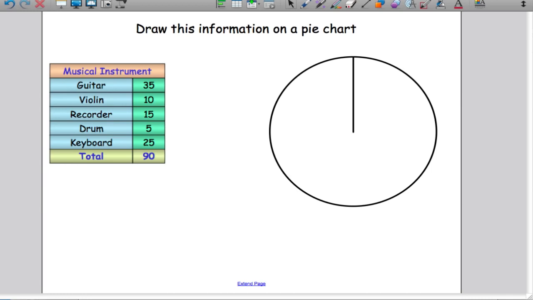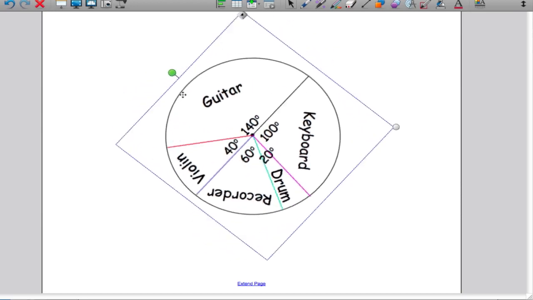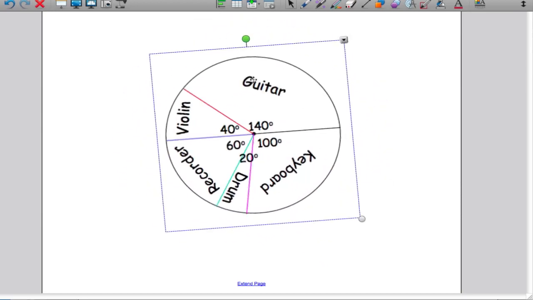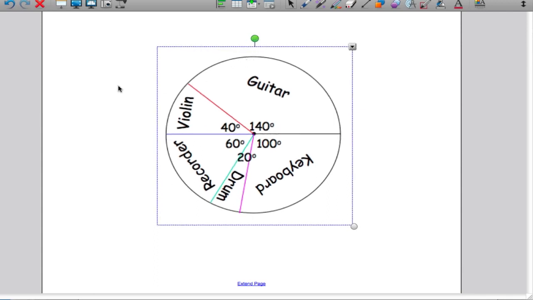There's a question for you to try now. If you want, you can pause the video and then try and draw the information here on a pie chart. Okay, hopefully you've had a go at that. This is what we came up with in the end. I can turn that around if maybe you did it like so. Your angles should be more or less the same as what I have here.